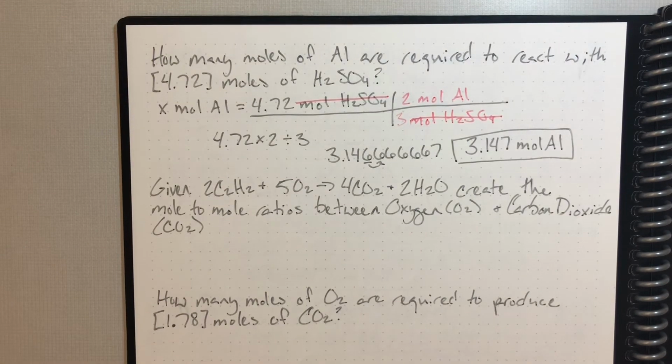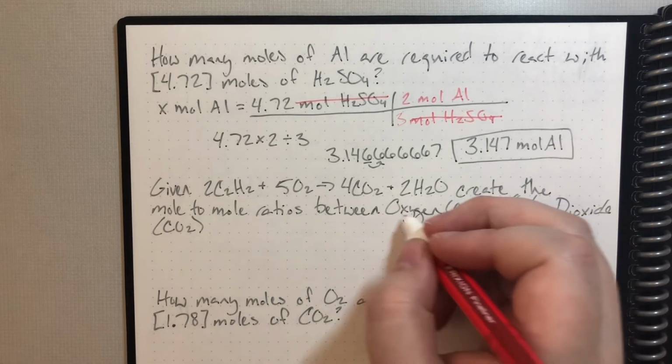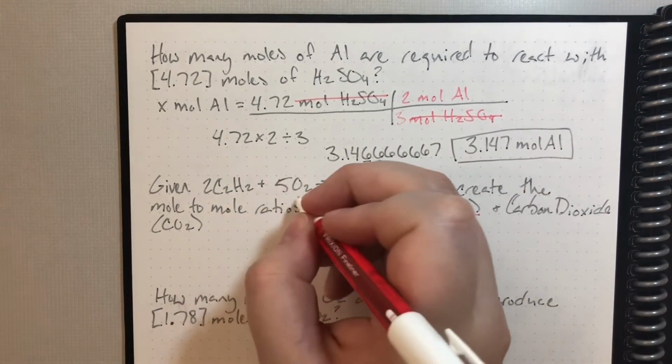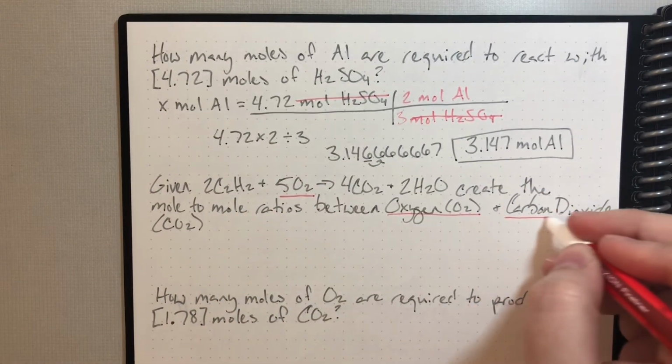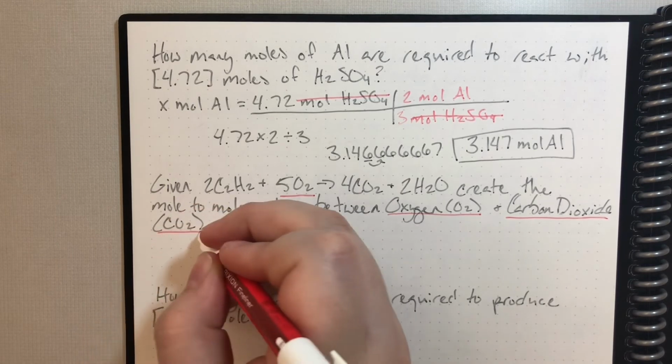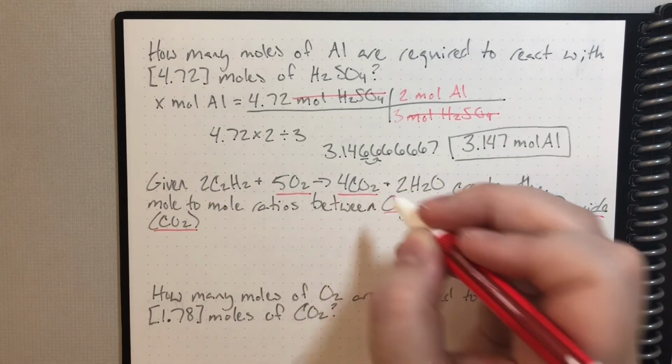Given 2 C2H2, dicarbon dihydride, and 5 oxygens producing 4 carbon dioxides and 2 waters, create the mole-to-mole ratio between oxygen and carbon dioxide. I'm going to go ahead and identify the molecules that I care about. They will appear in the problem. I have oxygen and I have carbon dioxide. I will visually connect them in the actual balanced equation.